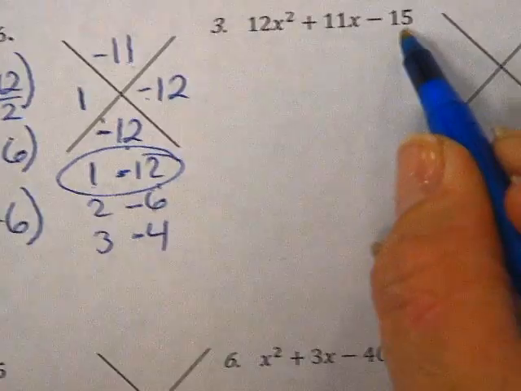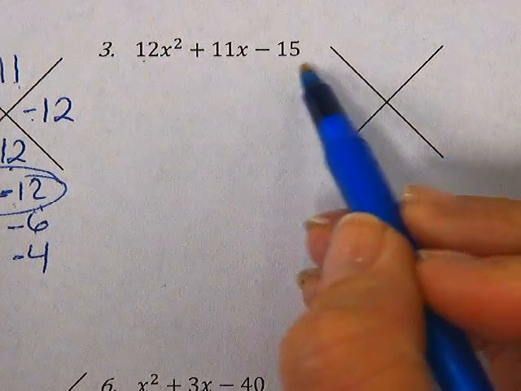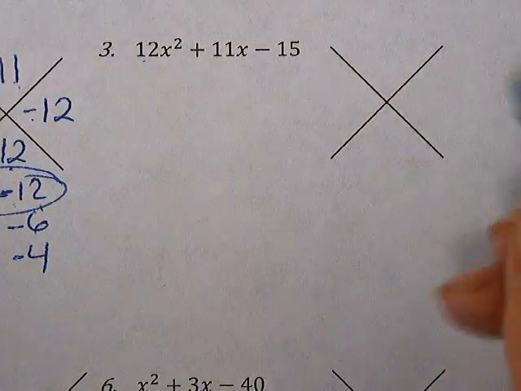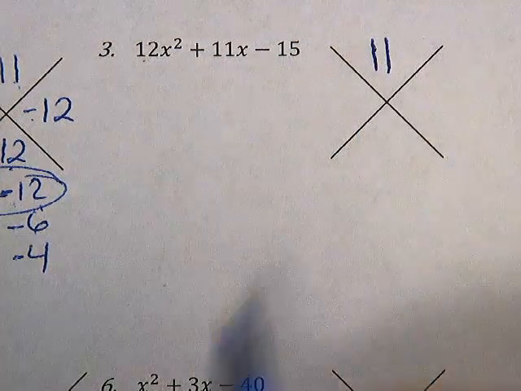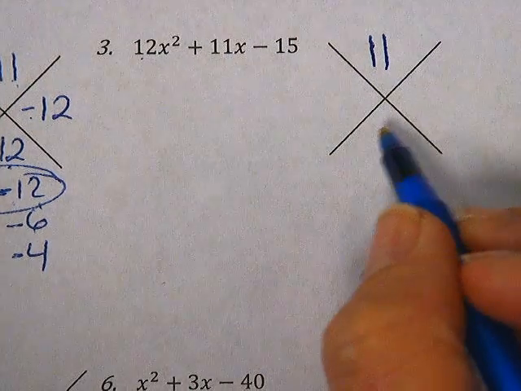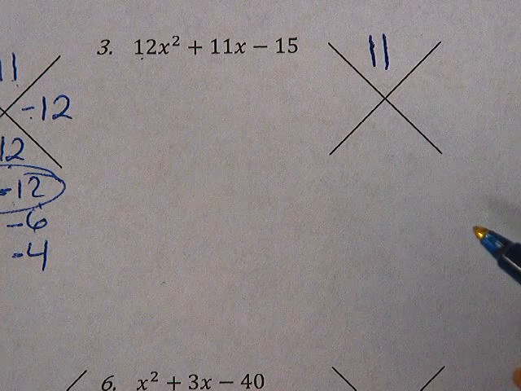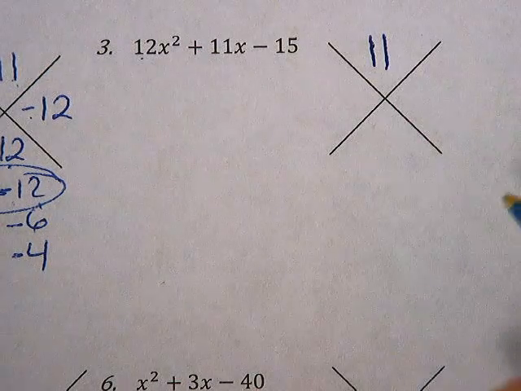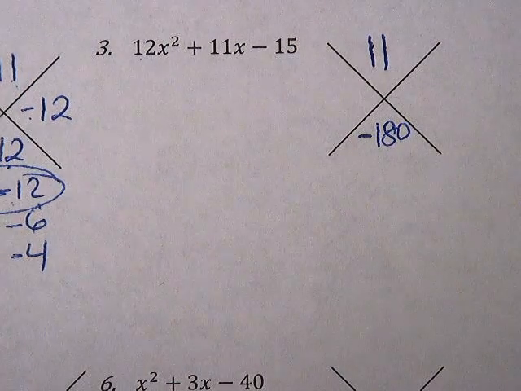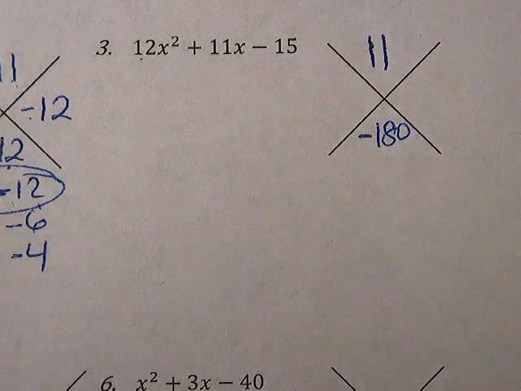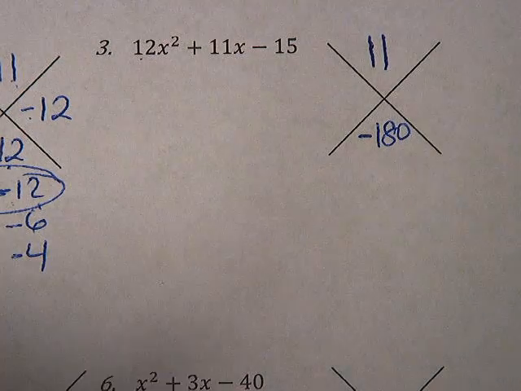Okay, let's take a look at our third one here. Again, we always want to look and see if there's anything we can factor out, and there's not here. So we're going to go ahead and put our b value, so it's a positive 11 this time, in the top, and in the bottom we're going to put a times c. So 12 times a negative 15 gives me a negative 180. 180 is rather big, and I don't know the factors. So we're going to show you a quick trick here on how to find factors.